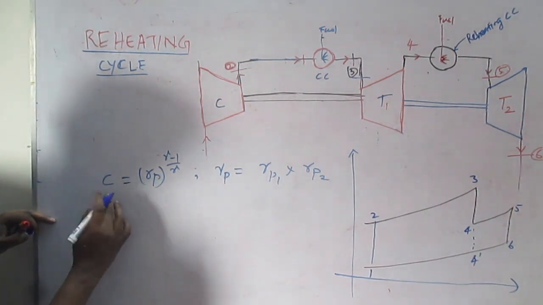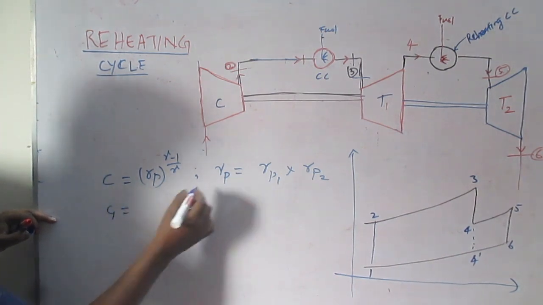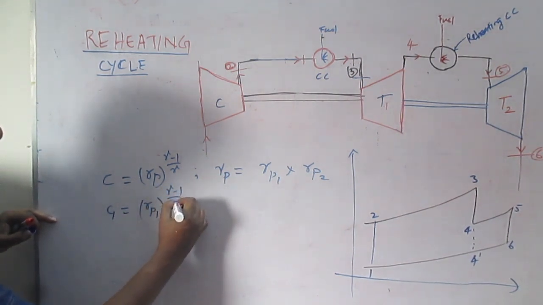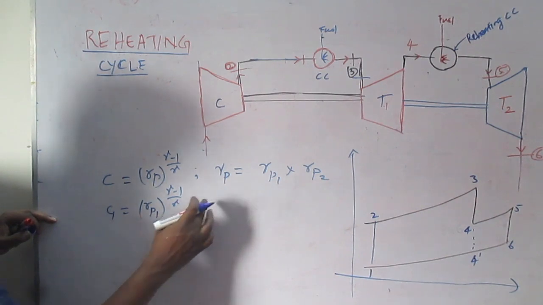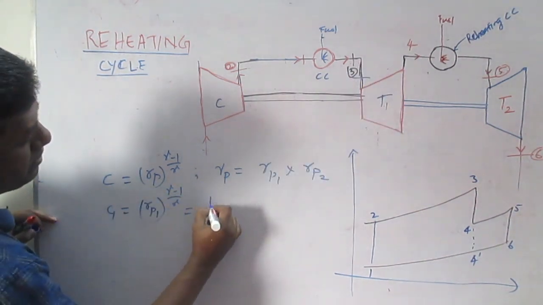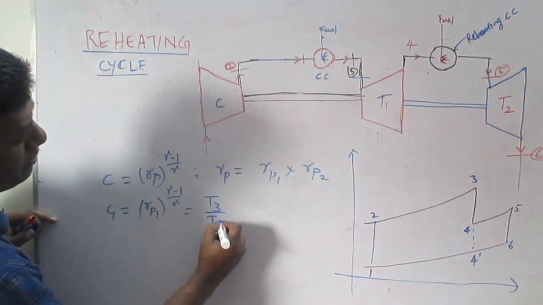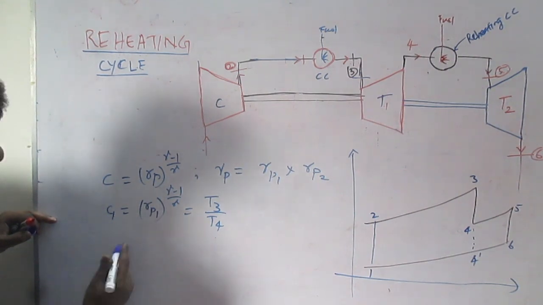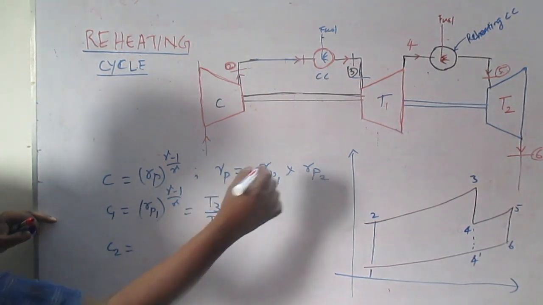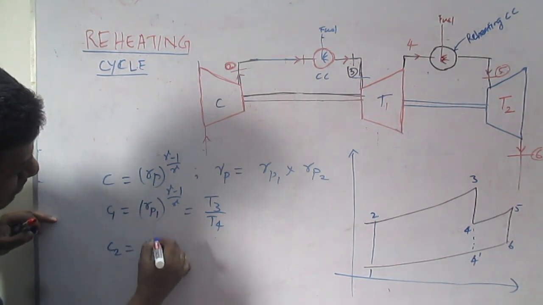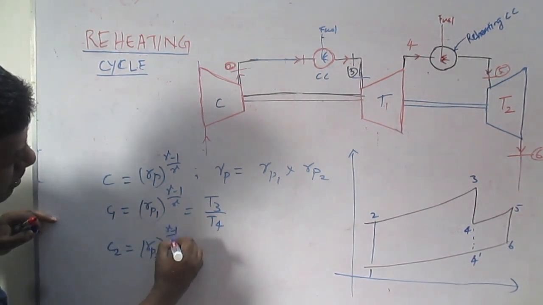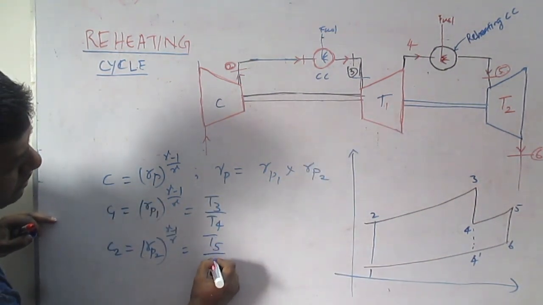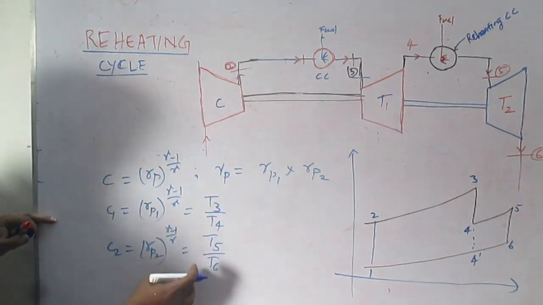Based on this we can write C1 equal to rp1 whole power (gamma minus 1) by gamma. This is happening between T3 by T4, the operating temperatures for the first turbine. Based on that we write C1. Then C2 is based on turbine 2, that is rp2 whole power (gamma minus 1) by gamma, which is equal to T5 by T6. So this is nothing but T5 by T6.